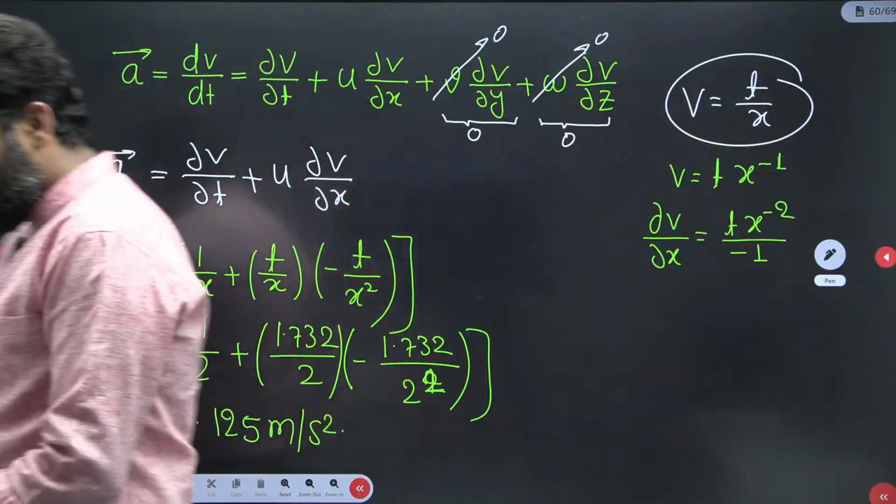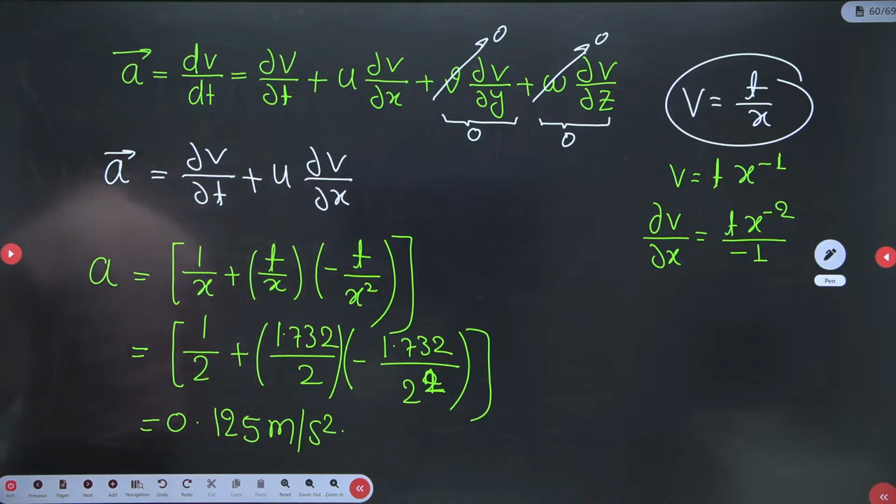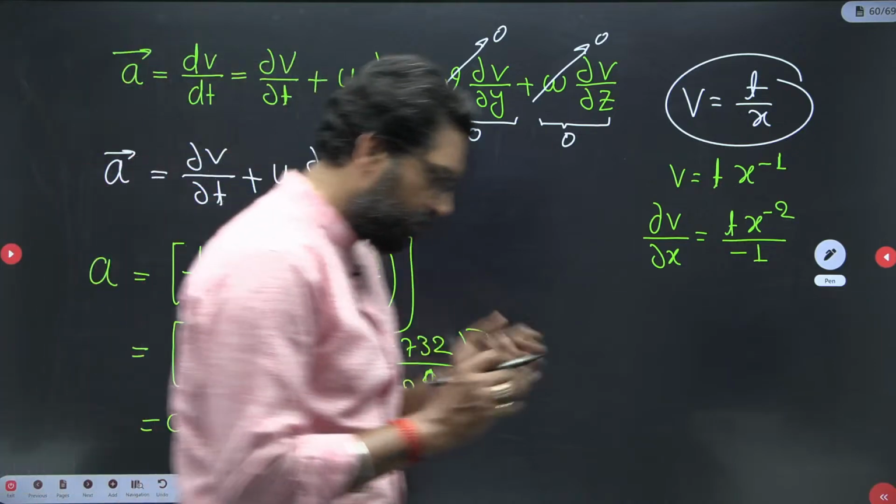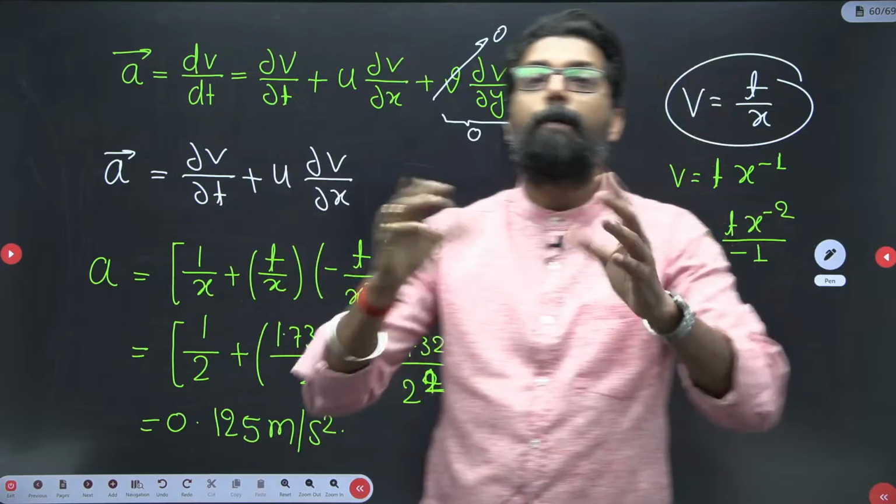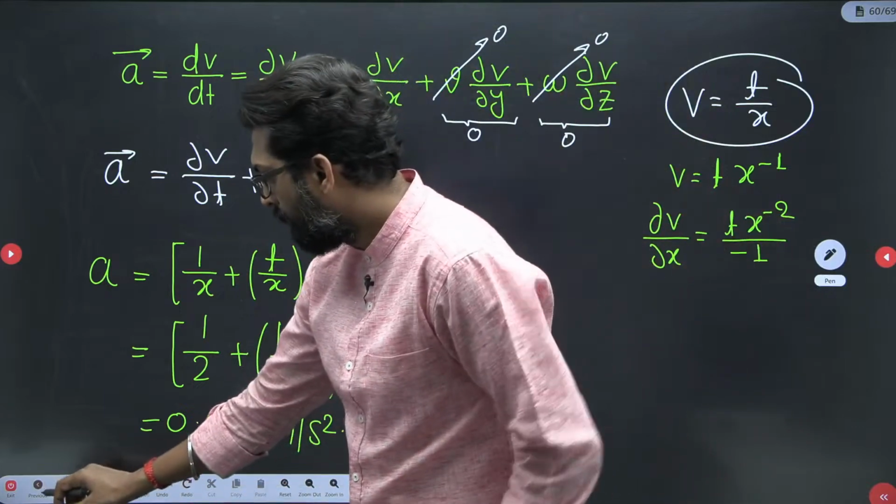So I will stop here. Today we will discuss the conservation of mass. What is the application of the conservation of mass?